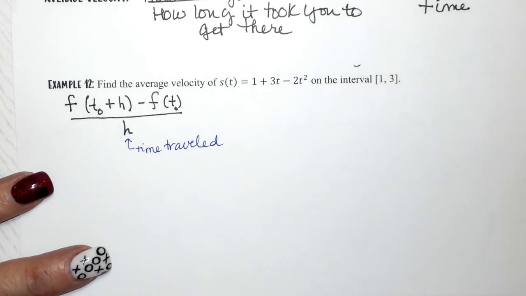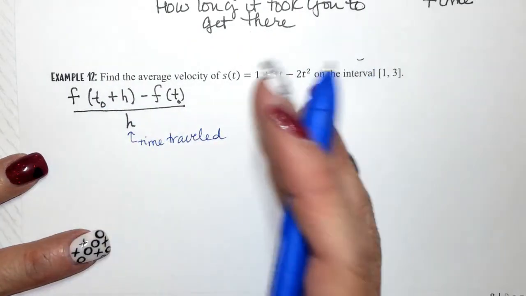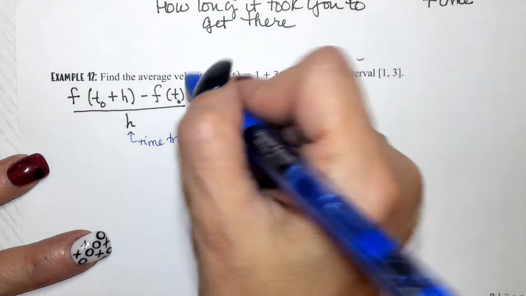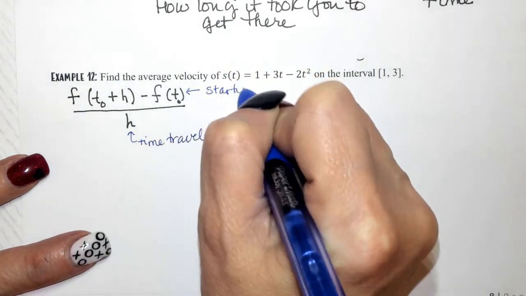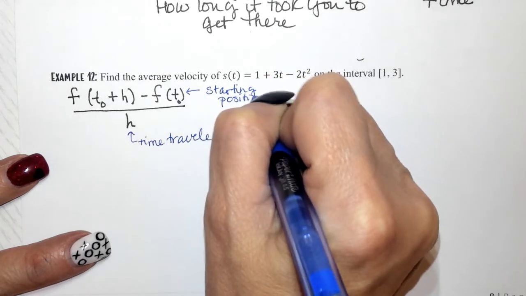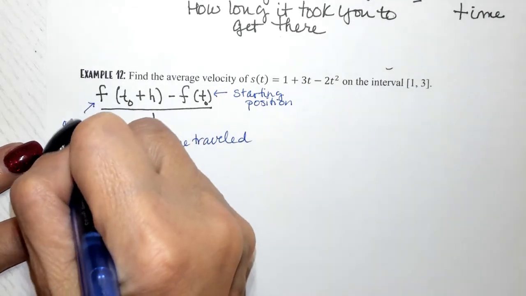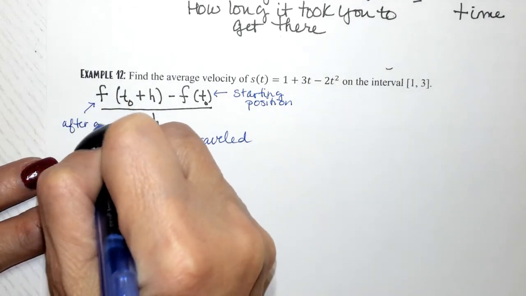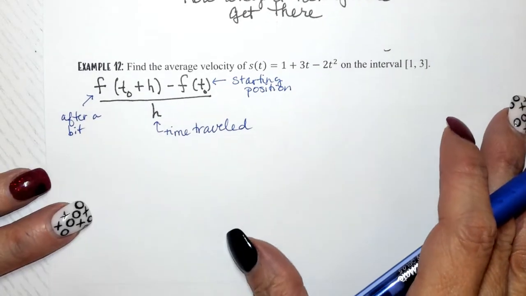Let's see. F, the function, is going to give you the position after a little while. This f of t naught plus h is going to be like after you've been going for just a little while. And this one right here is going to be at the start, like your starting position. I'll say starting position. And then this one would be after just a few seconds, or after just a bit. I'll put a bit. That'll be kind of the easiest way to look at that.